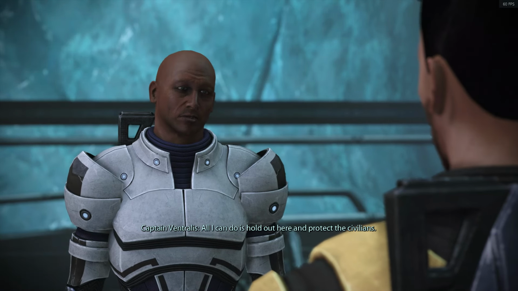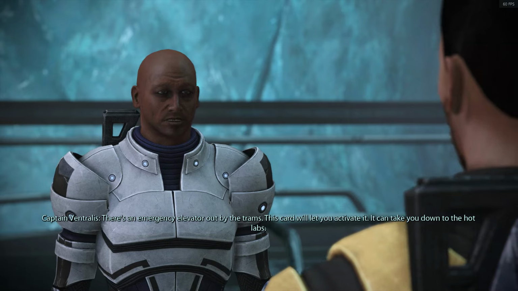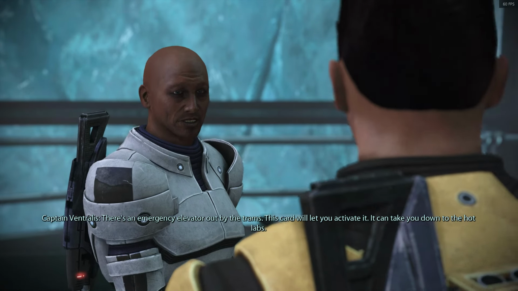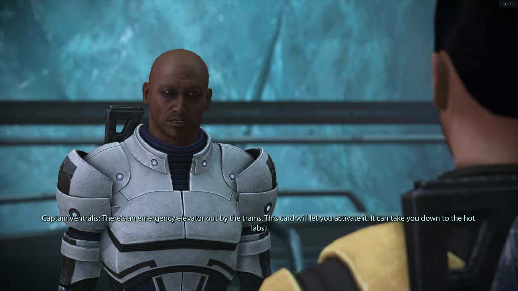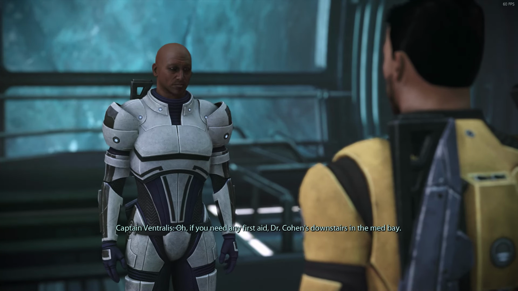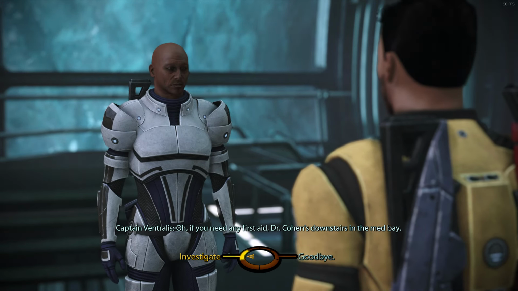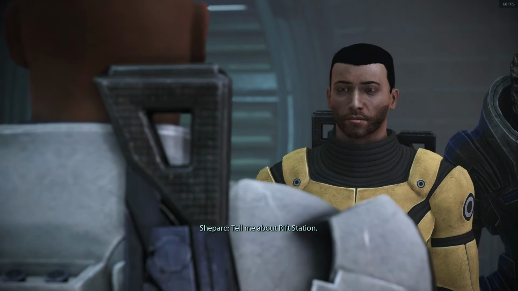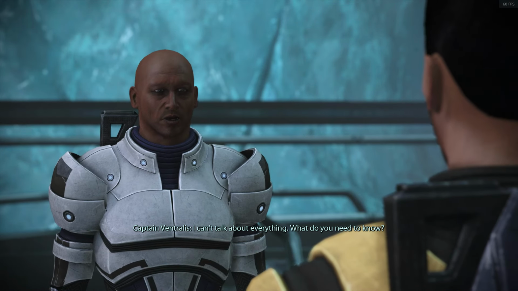All I can do is hold out here and protect the civilians. There's an emergency elevator out by the trams. This card will let you activate it. It can take you down to the hot labs. Oh, and if you need any first aid, Dr. Cohen's downstairs in the med bay. Tell me about Rift Station. I can't talk about everything. What do you need to know?